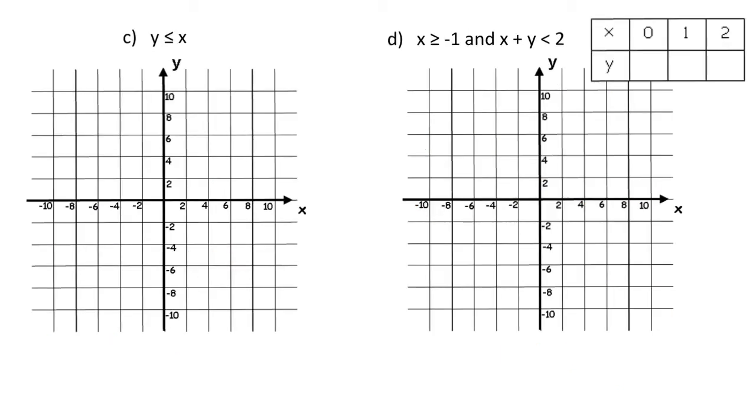Example C is going to be based around the line y equals x, and it's a less than or equal to, so that means it's going to be a solid line. Now the line y equals x shares all the x values and y values, so they're always the same.